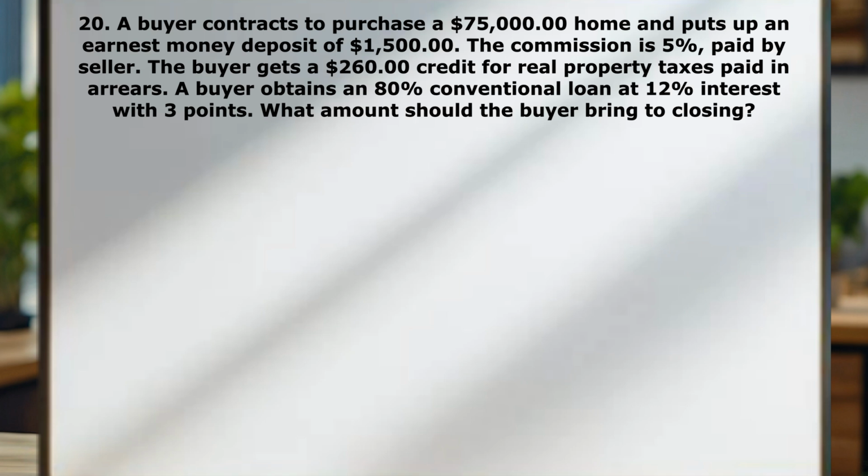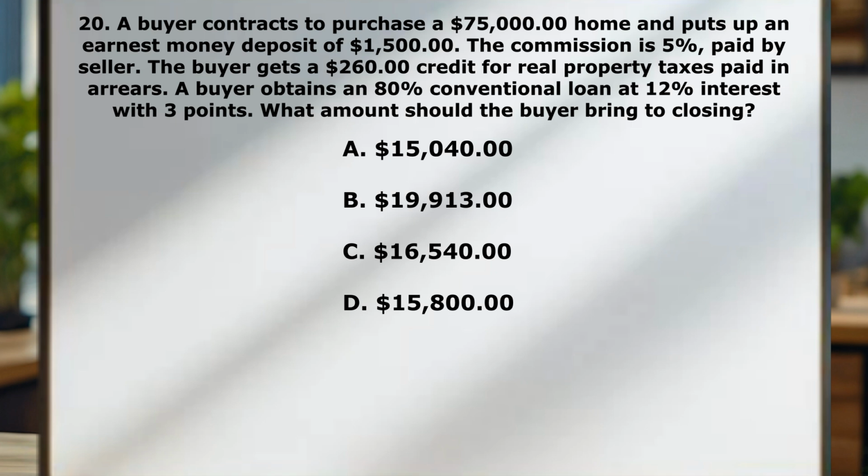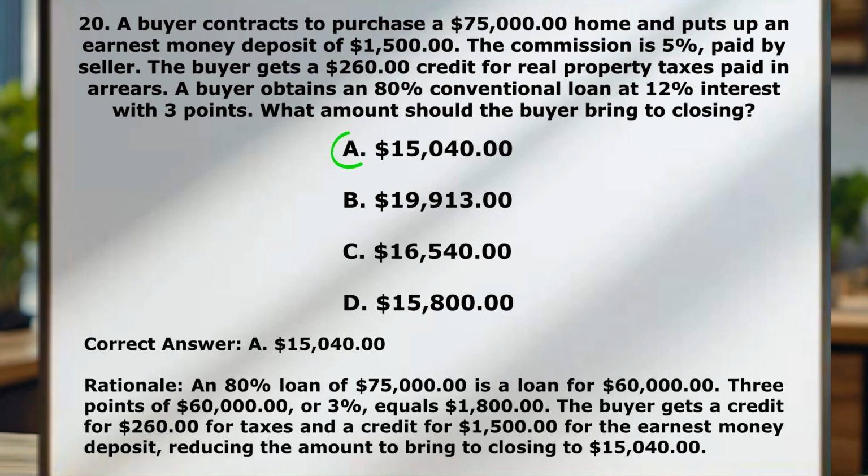Last but not least, question number 20. A buyer contracts to purchase a $75,000 home and puts up an earnest money deposit of $1,500. The commission is 5% paid by the seller. The buyer gets a $260 credit for real property taxes paid in arrears. The buyer obtains an 80% conventional loan at 12% interest with 3 points. This buyer needs to give me a call. 12% interest, 3 points? That's crazy. What amount should the buyer bring to closing? A, $15,040. B, $19,913. C, $16,540. D, $15,800. Correct answer here is A, $15,040.